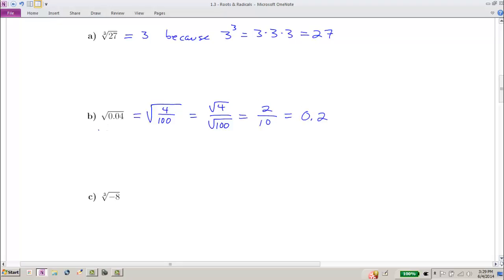You could also see that the square root of 0.04 is 0.2 because 0.2 squared, which is 0.2 times 0.2, is 0.04.